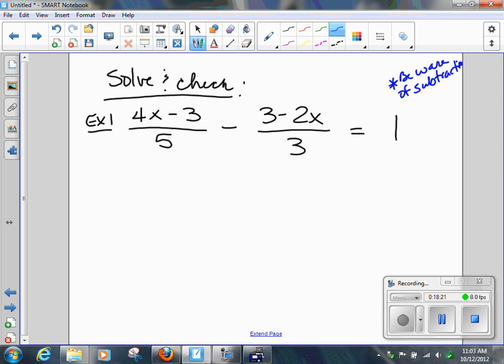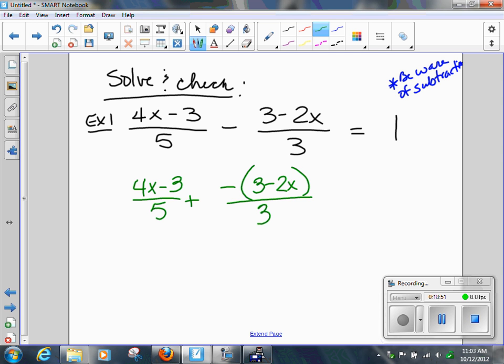You know, could we what? Yes, you can. Absolutely, you can do that. If you want to take care of that now, then let's take care of that now, because subtraction is just adding the opposite, isn't it? So could I technically rewrite this problem, (4x minus 3) over 5, plus the opposite of, be careful, the quantity 3 minus 2x.